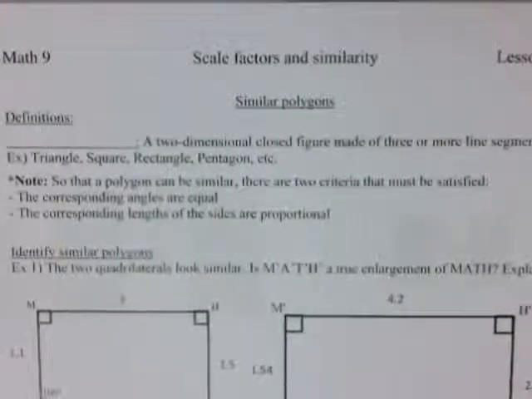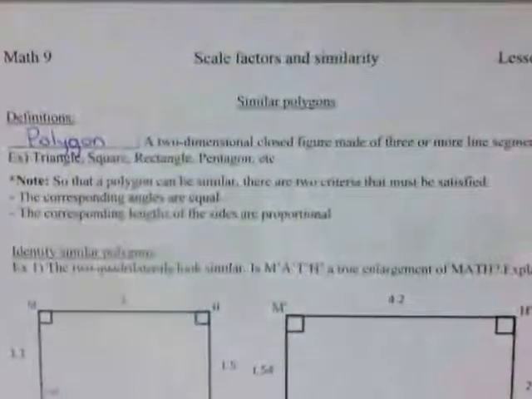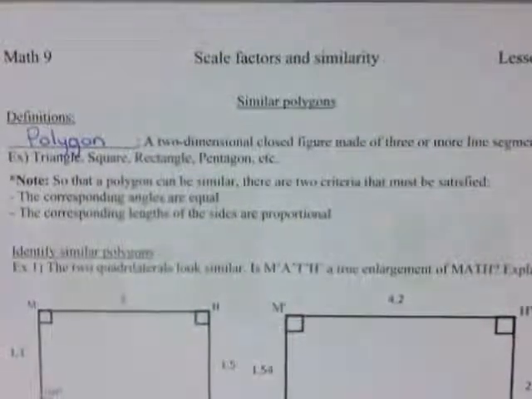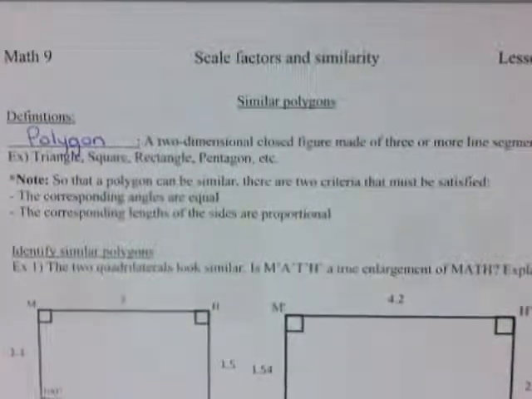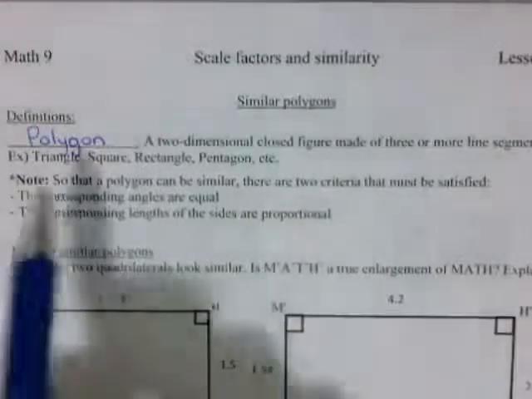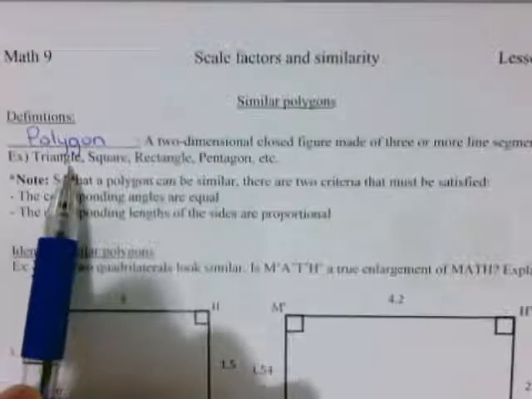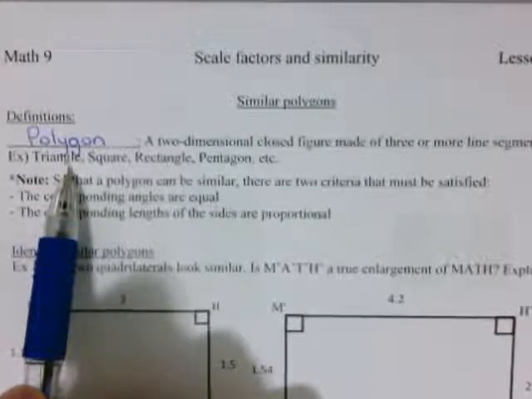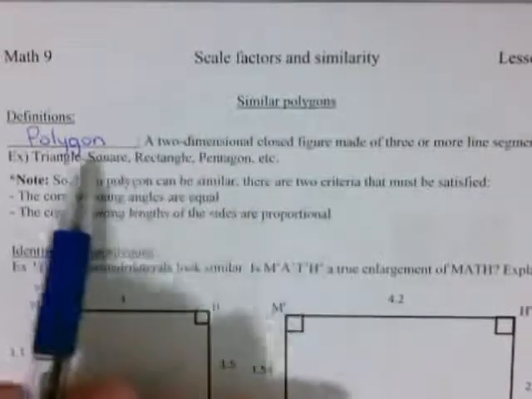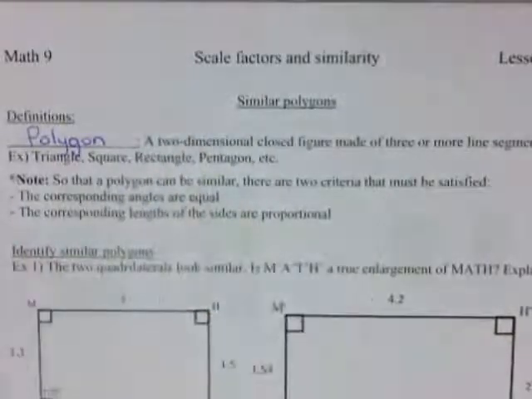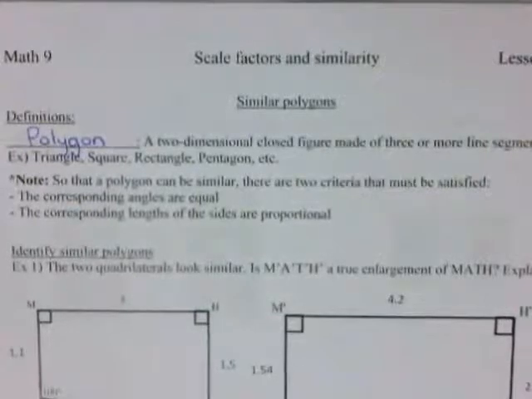Now a polygon is defined as, and that's actually our first definition, a polygon right there. It's defined as a two-dimensional closed figure made of 3 or more line segments. And so in there you will actually see the word triangle being used as an example, and that is correct. A triangle is a polygon. However, the polygons that we're going to discuss today are actually going to be 4 lines or more.